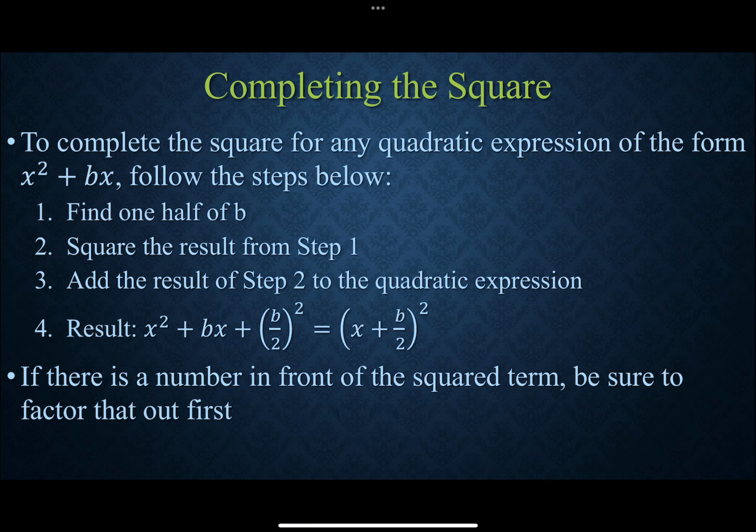So the way we do that is we separate out x squared plus bx from whatever the constant is in the problem. It's a separate part right there. We find half of b, we square that, and that's what we're adding on to the expression. And then we can write our perfect square term based on that.